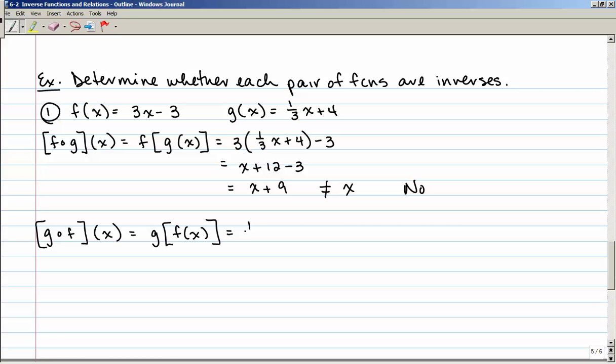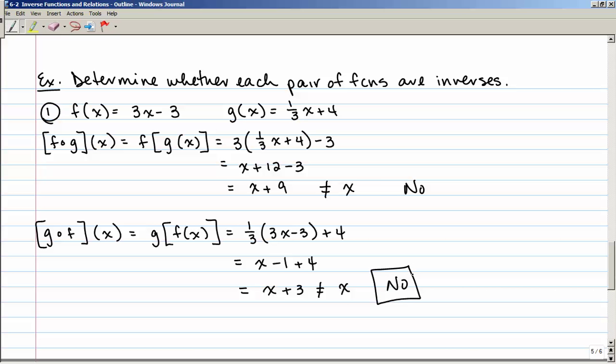So starting with g, which is 1/3, times x plus 4. Did I do that right? 1/3 x plus 4, 1/3 x plus 4. Okay. Distribute: x minus 1 plus 4, which is equal to x plus 3, which is not equal to x, so no, that does not equal x. Actually, they both have to equal x, so no, these are not inverses of each other.